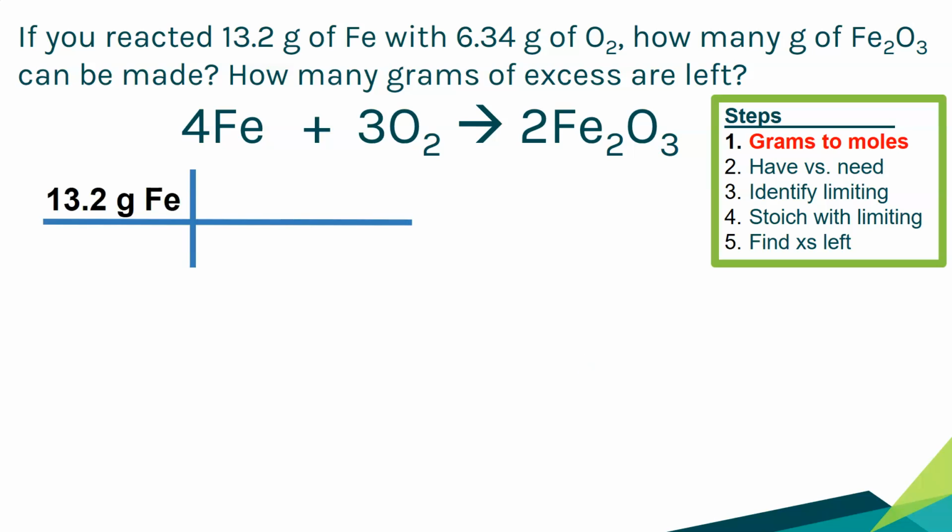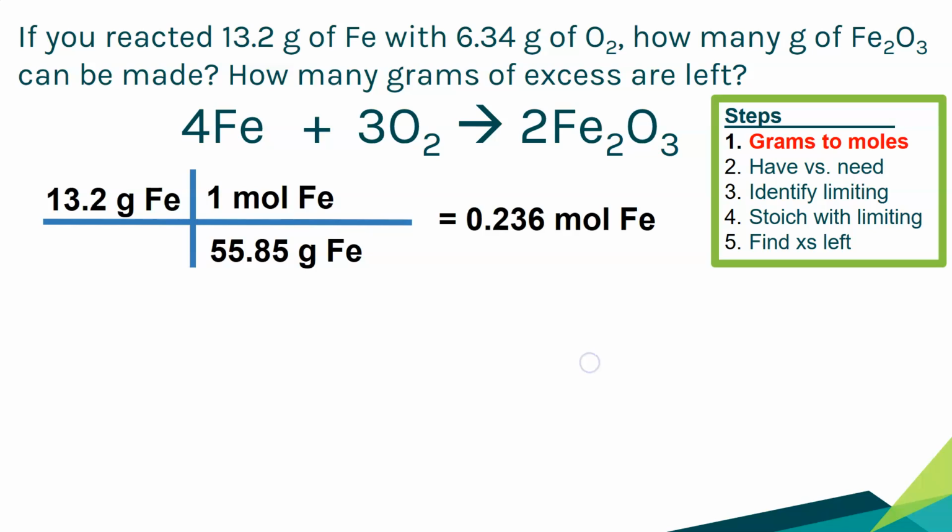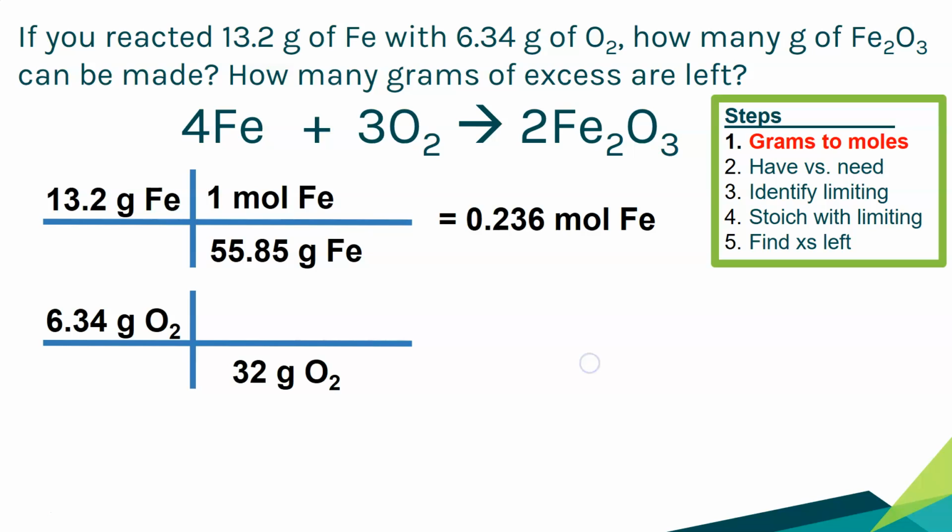All right, so 13.2 grams of iron, I use molar mass, grams goes on the bottom, 1 mole on top, and I find out I have 0.236 moles of iron. Next one, 6.34 grams of oxygen, molar mass of oxygen, grams goes on the bottom, moles go on the top. I end up with 0.198 moles of oxygen by the time we finish our conversion.